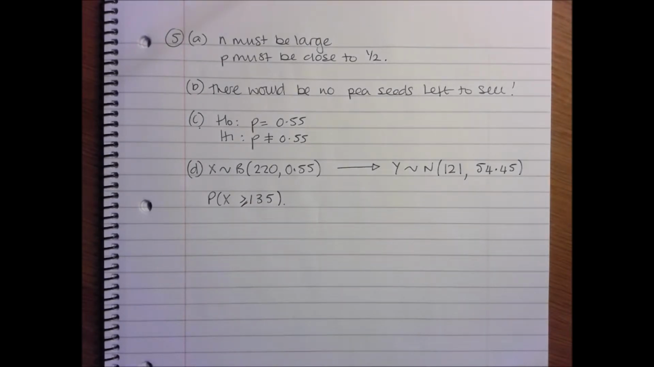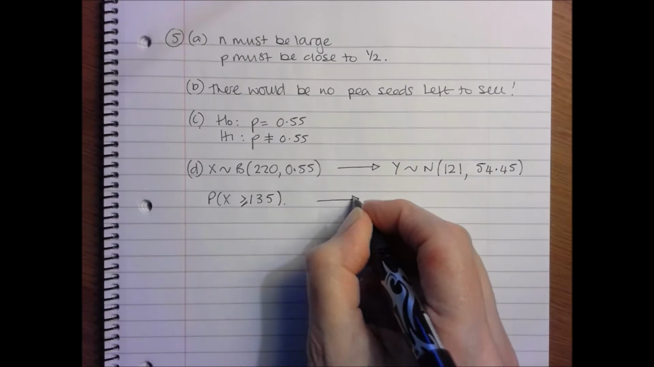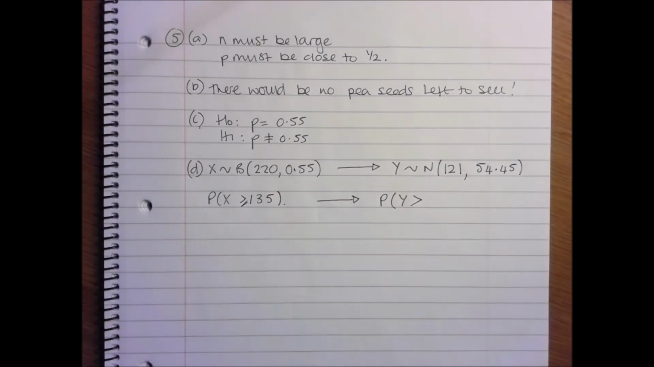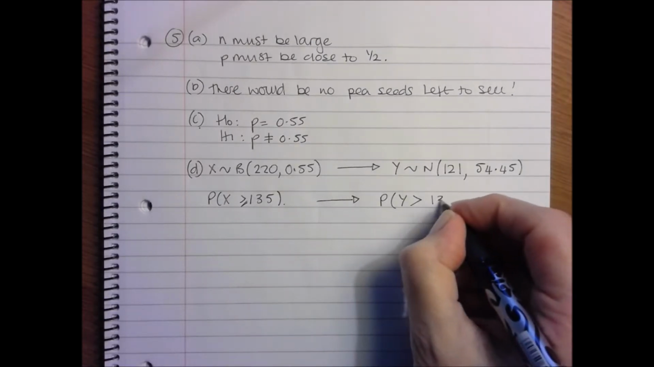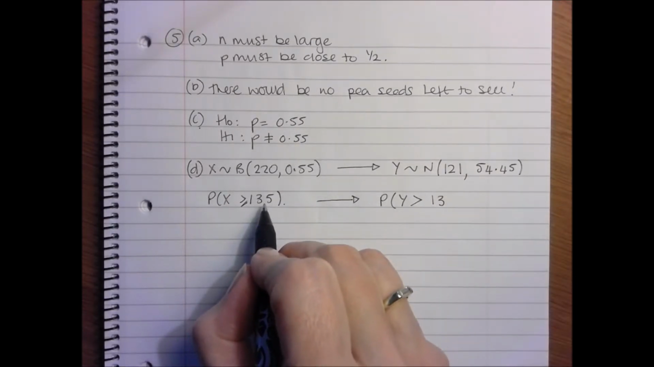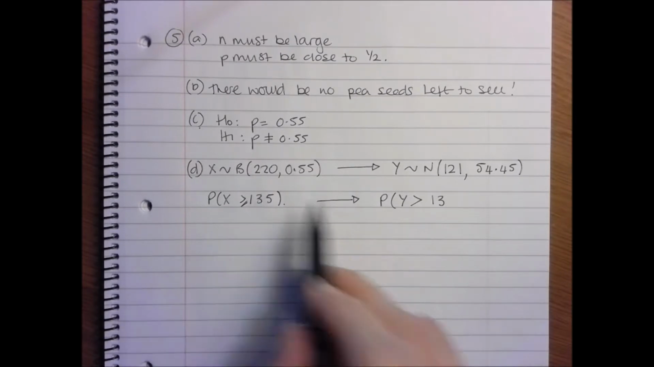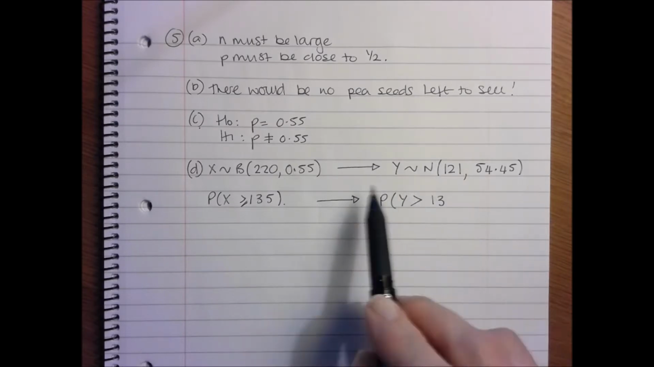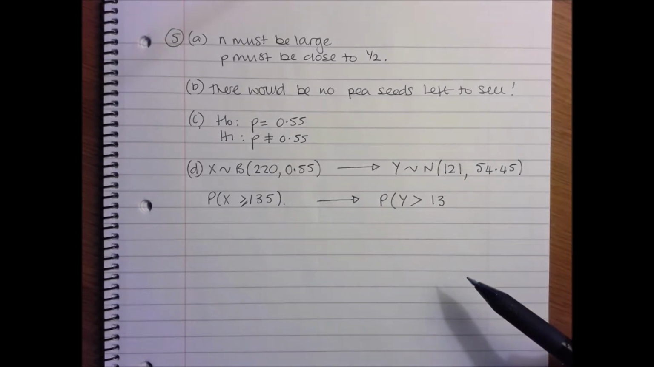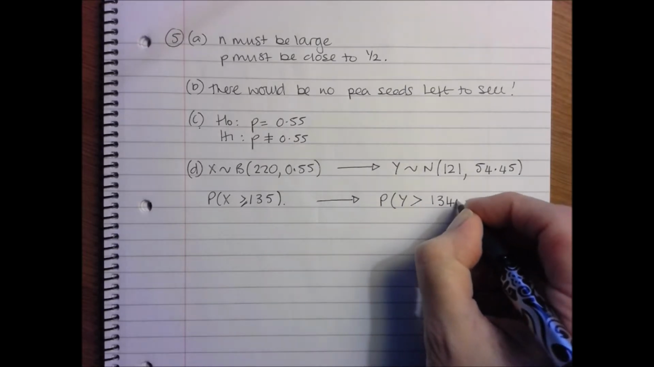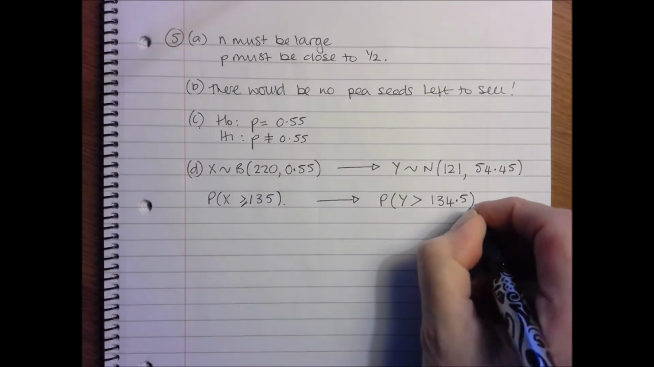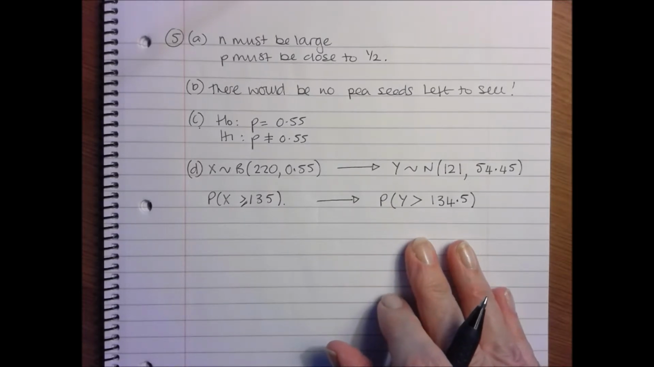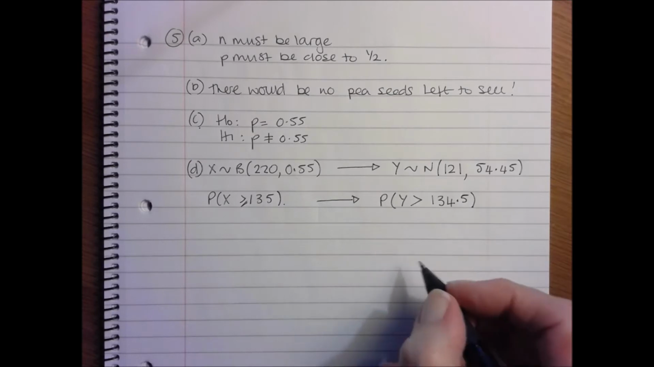And I can turn this into my normal distribution, so this becomes the probability that Y is bigger than 135. Now I want to include the 135, and because I'm approximating a discrete distribution here by a continuous one, I need to bring my continuity correction into play. So this needs to be 134.5. Now again, I'm going to do this by standardizing. If you want to do it straight on your calculator, you can. Question 1 shows you how to do that if you need a reminder.